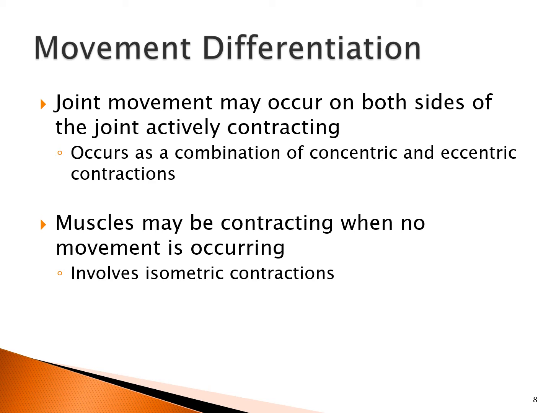In terms of this movement differentiation, if one side of the joint is shortening, generally the other side of the joint must be lengthening. This is something we'll cover in greater detail in lab, and hopefully this gives you the background information we need to apply these principles starting next week.